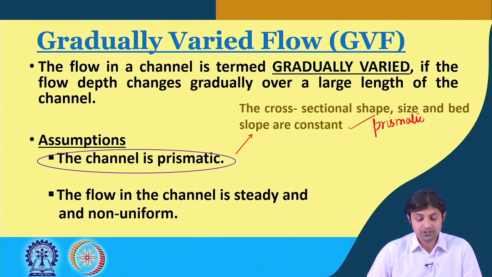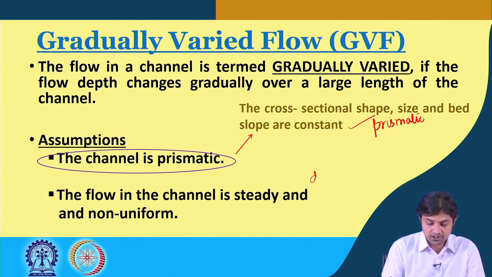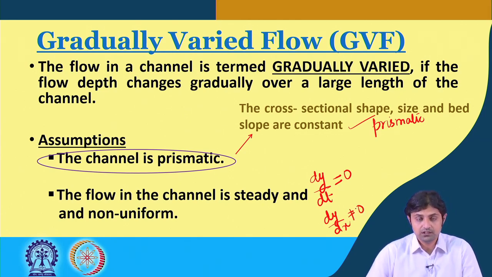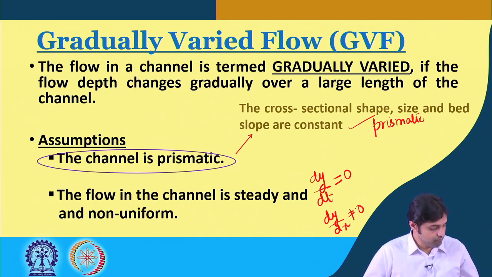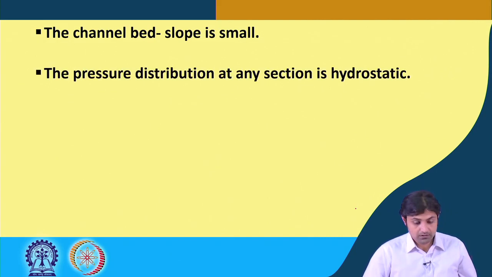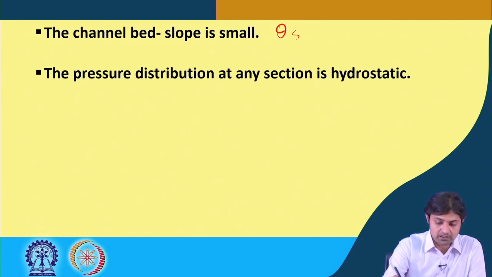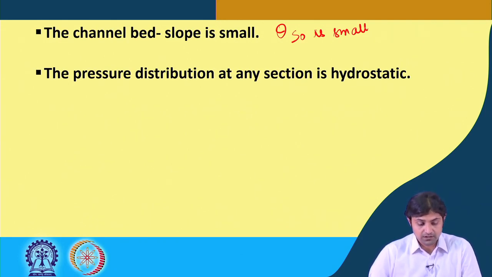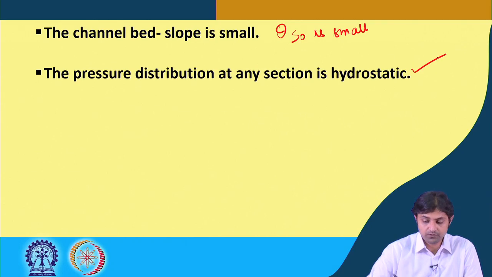The second assumption is that the flow in the channel is steady and non-uniform. Steady means dy by dt is 0, but non-uniform means dy by dx is not equal to 0. So, these are some assumptions when we deal with gradually varied flow. The third one is that the channel bed slope is small, so theta or S naught is small. Another assumption is that the pressure distribution at any section is hydrostatic. This is an important one.